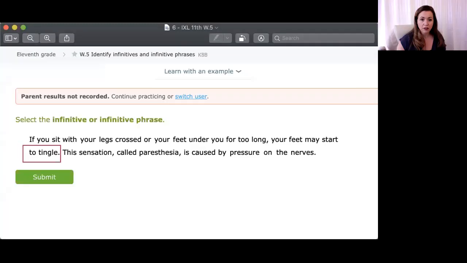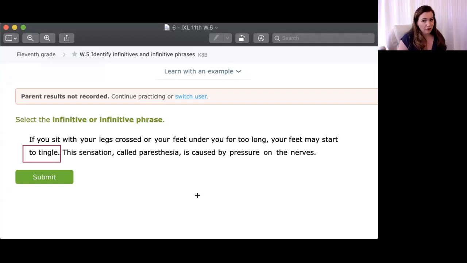Okay, and then last example, let me share screen here. The last example is also from the 11th grade, and it's talking about infinitives or infinitive phrases.